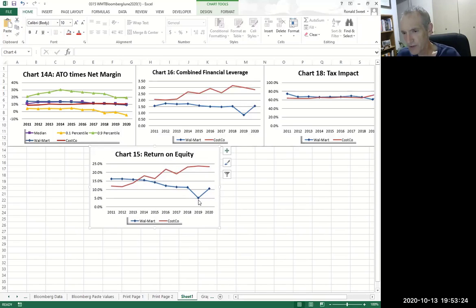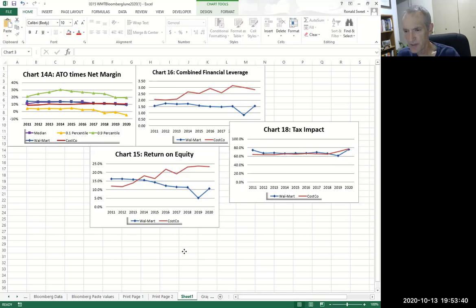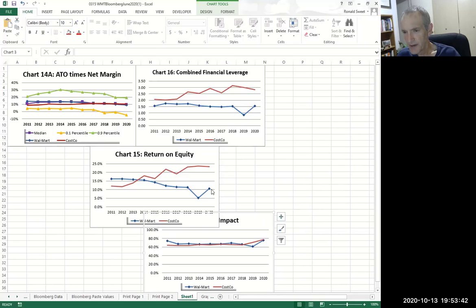So you can see in their ROE, return on equity, how it jumped up in 2020. Why did it jump up in 2020? Partly because their financial leverage went back up. This dip right here is related to their financial leverage. I can't explain why it dipped down and came back up; there are some accounting irregularities going on. The other reason ROE is up is because of the tax impact. It's been trailing down over time, and that almost perfectly reflects what's going on in ATO times margin. So with Walmart, their ROE is dropping mainly because their asset turnover and margin is dropping.